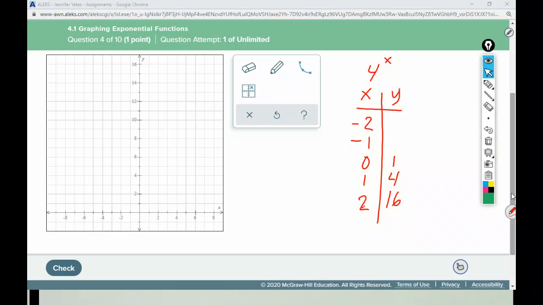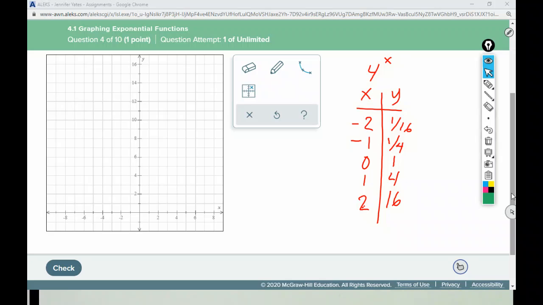What's going on here? Have we got a pattern yet? We're always dividing by what? By 4, aren't we? So if I know my pattern, I don't really need to grab my calculator, because what's this divided by 4? 1/4. What's this divided by 4?